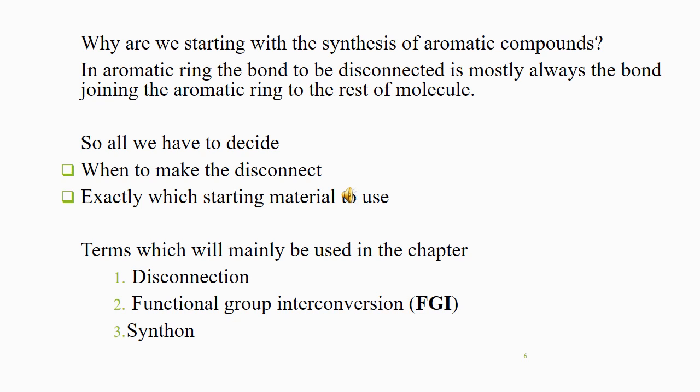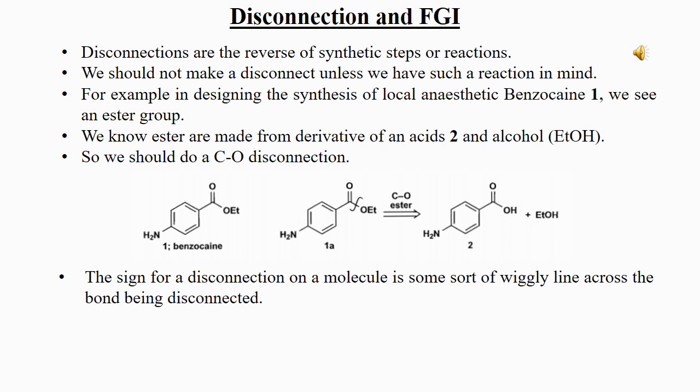The synthon definitions will come afterward in later slides along with the examples, so that will make things more clear. After the formation of the synthons, we have to think about exactly which starting materials can be used. The terms which will mainly be used in the chapter are disconnection, second, functional group interconversion, FGI, and then the synthon. So here we are going to discuss disconnection and FGI. What is disconnection and what is FGI?